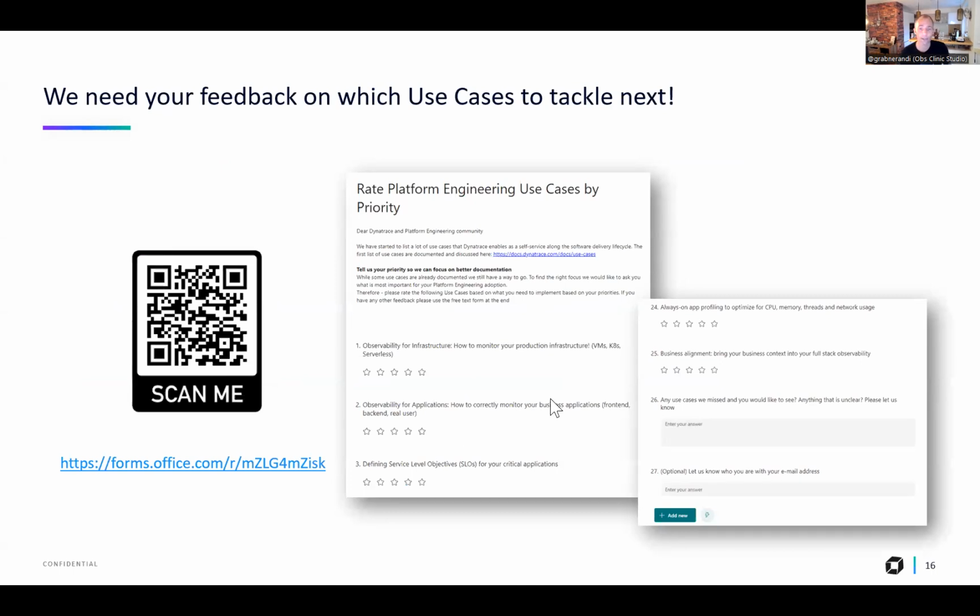So we just created a feedback form, like an Office form, at forms.office.com. We want to ask you, with all the major use cases, at least the top 25 or so listed, which of those are of importance for you in the coming months, so that we can make sure we are focusing on those use cases and the descriptions of those use cases that you need to implement right now. Because we have a lot of use cases, but we know that not everybody might be interested. So we want to focus on those that have the biggest impact for you.